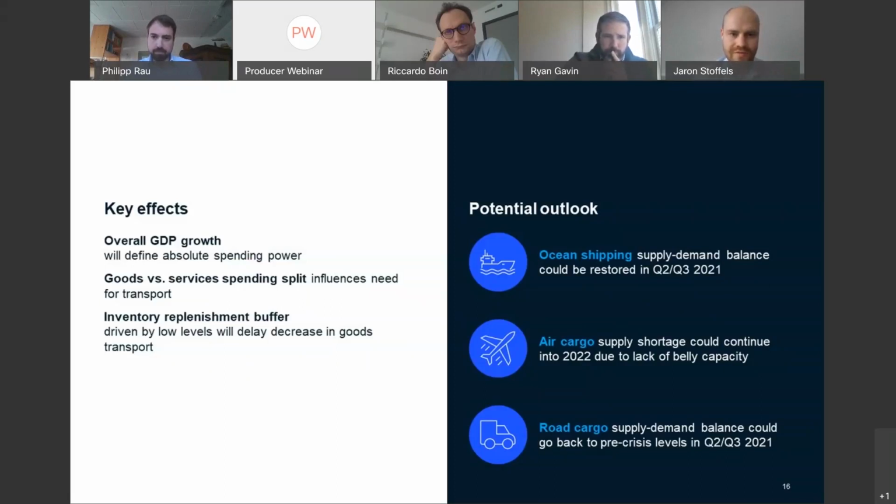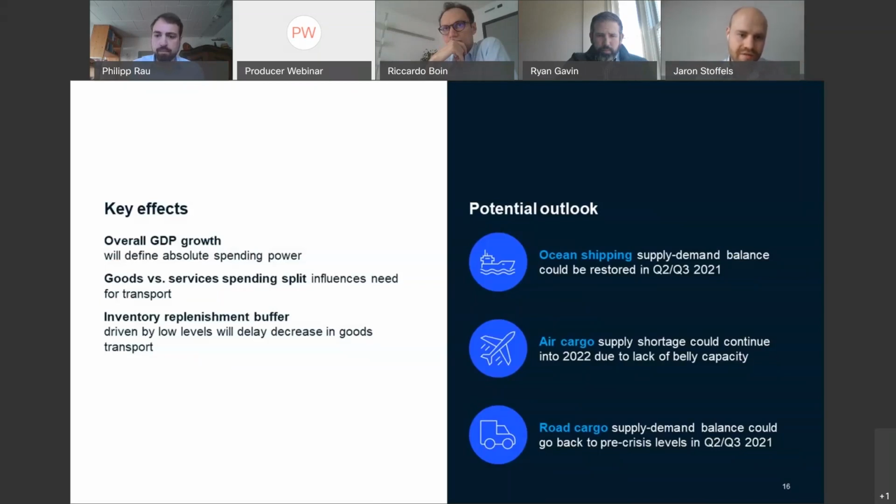And then we have an additional factor, a third factor, that is inventory replenishment. So we still see companies, manufacturing companies, replenishing their warehouses after all these crazy months in the past. And this creates a little bit of uncertainty because we don't really know yet if they will replenish their inventory levels to historical levels, or if they maybe go to an even higher level to make their supply chains slightly more resilient and just having more in stock.